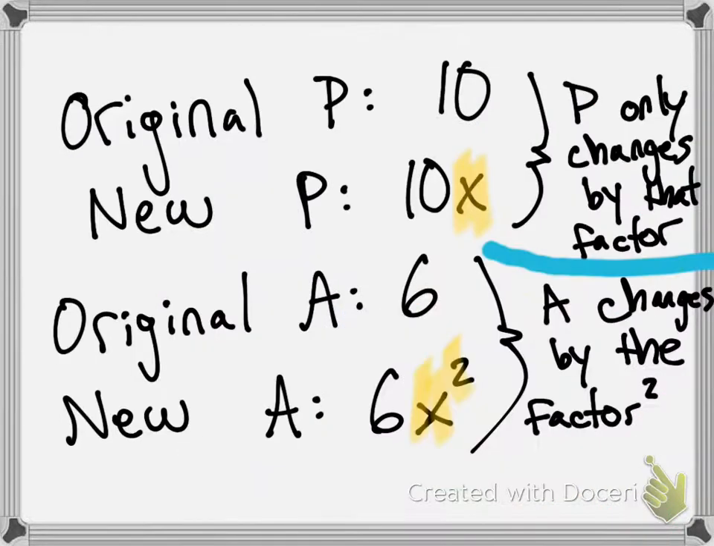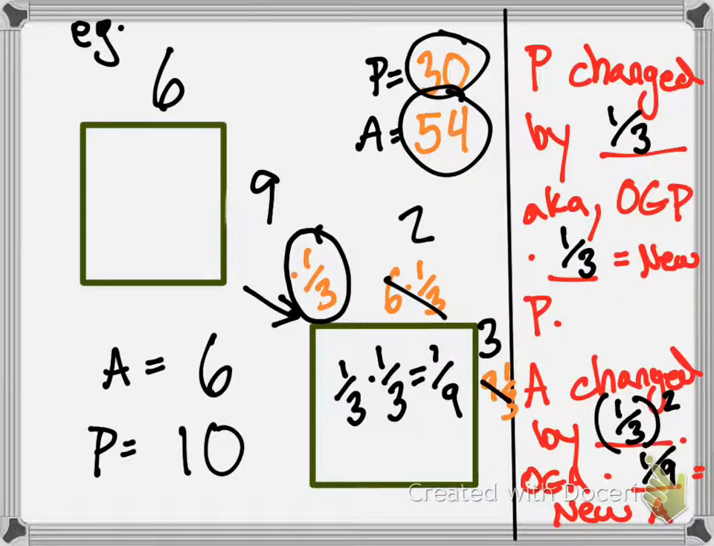So as we see, area is by the factor squared because we are multiplying, and when we multiply the same thing together, you square it. And for the other one, we're just adding. So it's just going to be going up by that single factor.